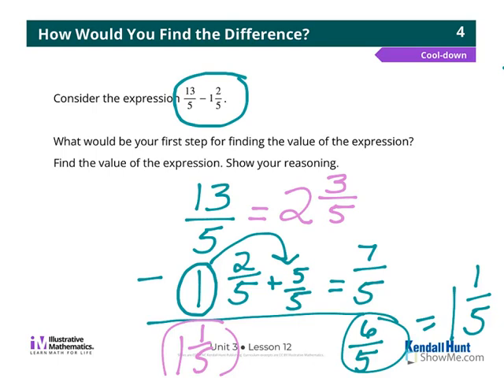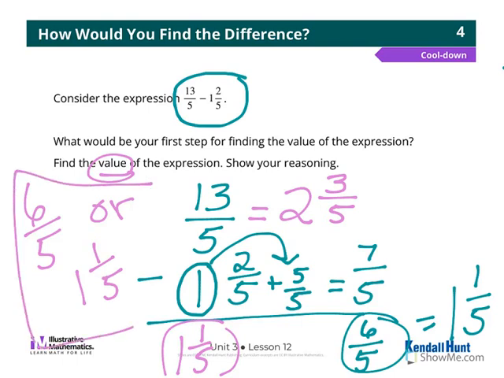So you could also do it that way. Yeah, I think you could do either way. So you have to find the value. I marked it correct if you wrote 6/5 or 1 1/5. And then you had to show your reasoning, which would be your work, okay?